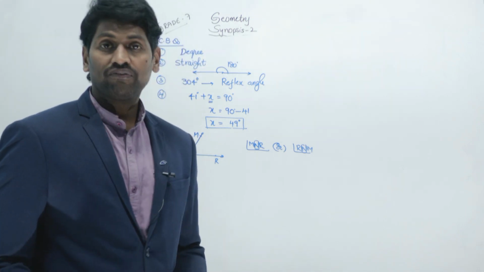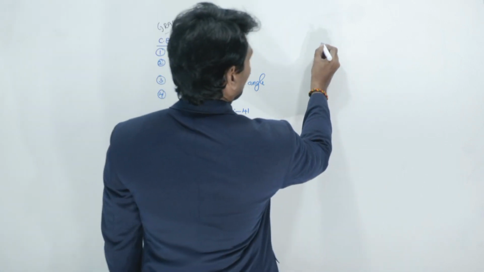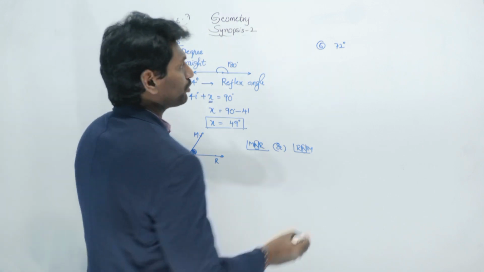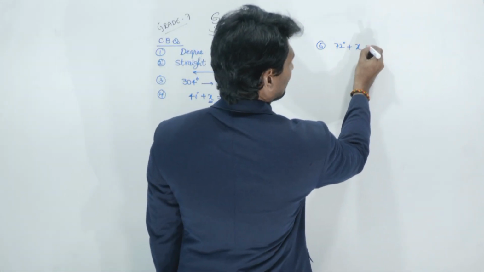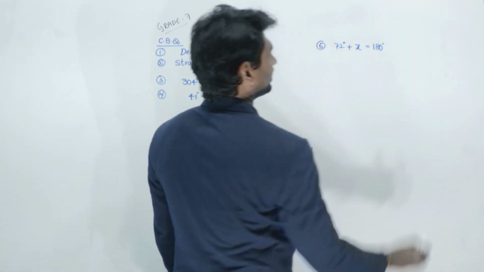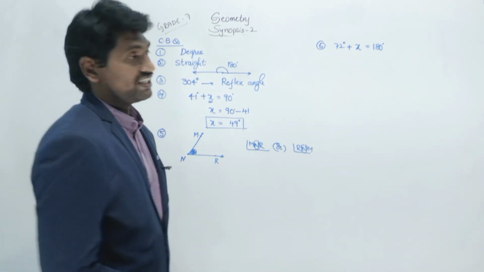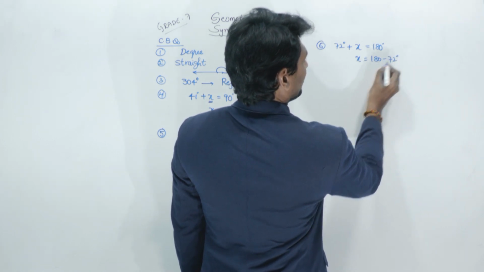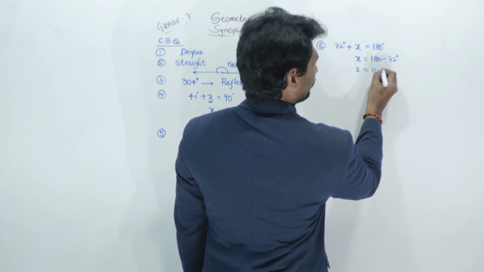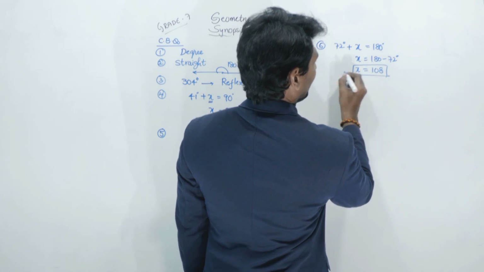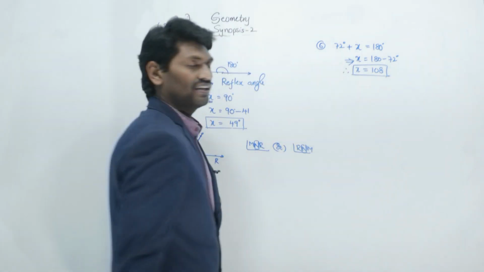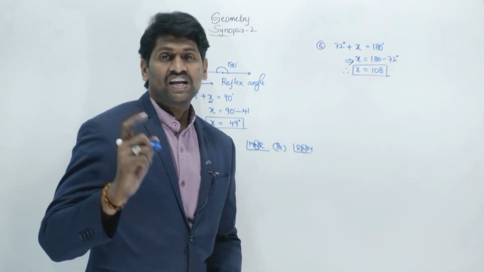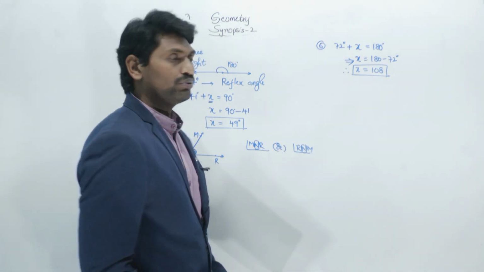Next, supplement of 72 degrees. Supplementary angle means what? The sum of two angles is 180 degrees. First angle plus second angle equals 180. Now 72 degrees, transpose to this side, it will be minus 72. So 180 minus 72 is nothing but 108. 108 is the supplementary angle of 72 degrees.